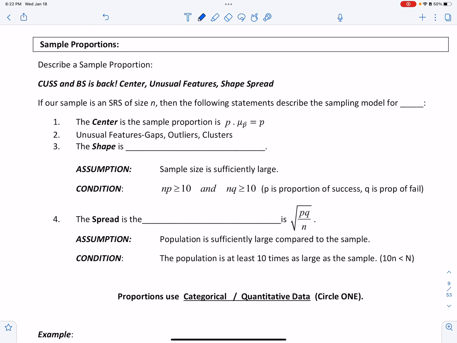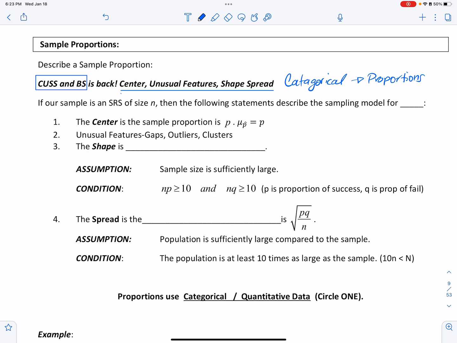Okay, so sample proportions. CUSS and BS is back. If I ask you to do the sample proportion, we use CUSS and BS with categorical data. Categorical data is when I can put things in categories, and I describe categorical data with proportions. Think about it: how many red M&Ms do I have, what proportion of red M&Ms do I have in an M&M box or bag, and so forth.